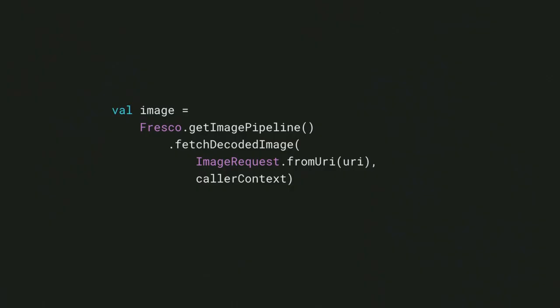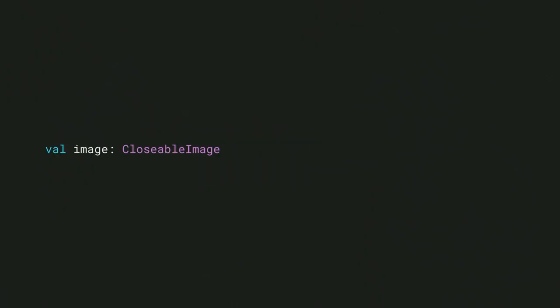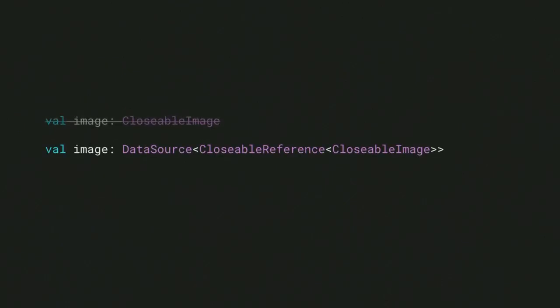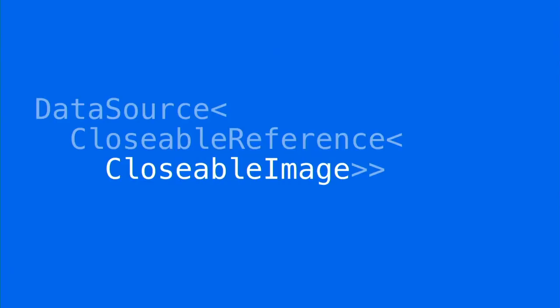So the return value that you would probably expect here would be a closable image, right? But unfortunately, that is a lie. So the actual return type looks something like this. So you get a data source of a closable reference of a closable image. So some people might ask, but why? Like, why don't we just get the closable image? And I'm going to walk you through why Fresco works that way.